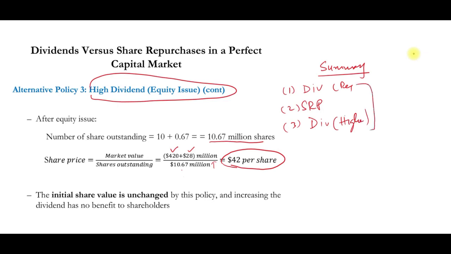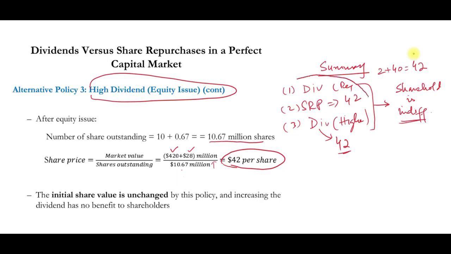In any case, you can see that the price is unchanged, or in other words, the shareholder is indifferent. Why? Because in the first case he had $2 plus 40, at the end he has received 42, and in the share repurchase he got 42. In this case also his wealth is 42. So in any way the wealth of the shareholder is not changing.